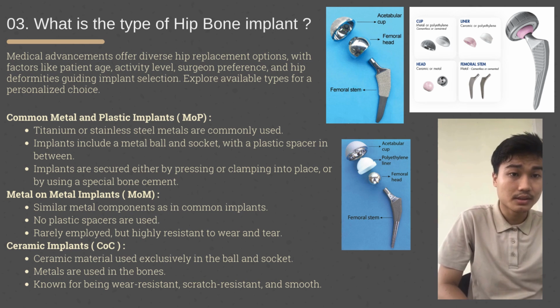The second type is metal on metal implant. Similar metal components as in common implants, but no plastic spacer is used. Rather improved, and highly resistant to wear and tear. The last type is ceramic implant. Ceramic material is used in both the ball and socket. Metal is used in the bone, known for bearing wear resistance, scratch resistance, and being small.